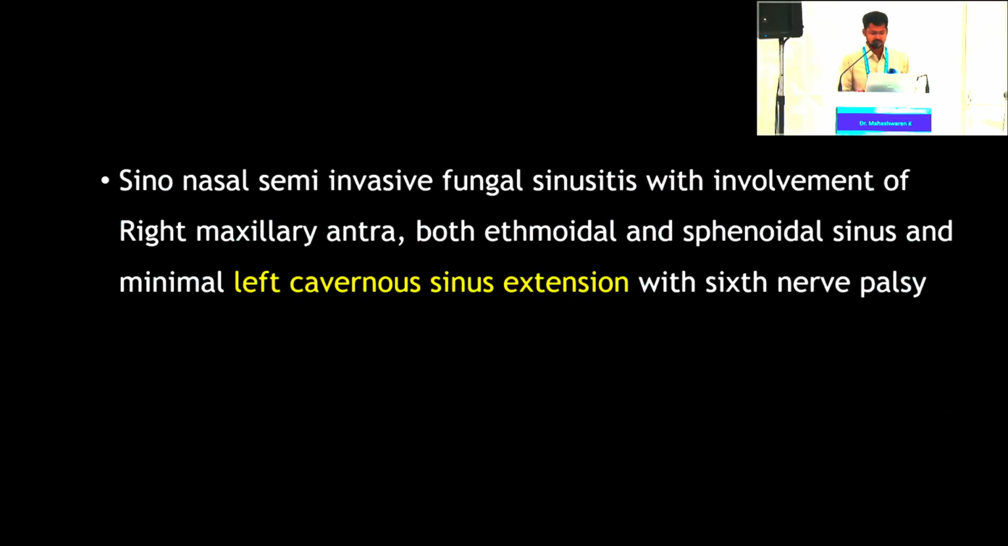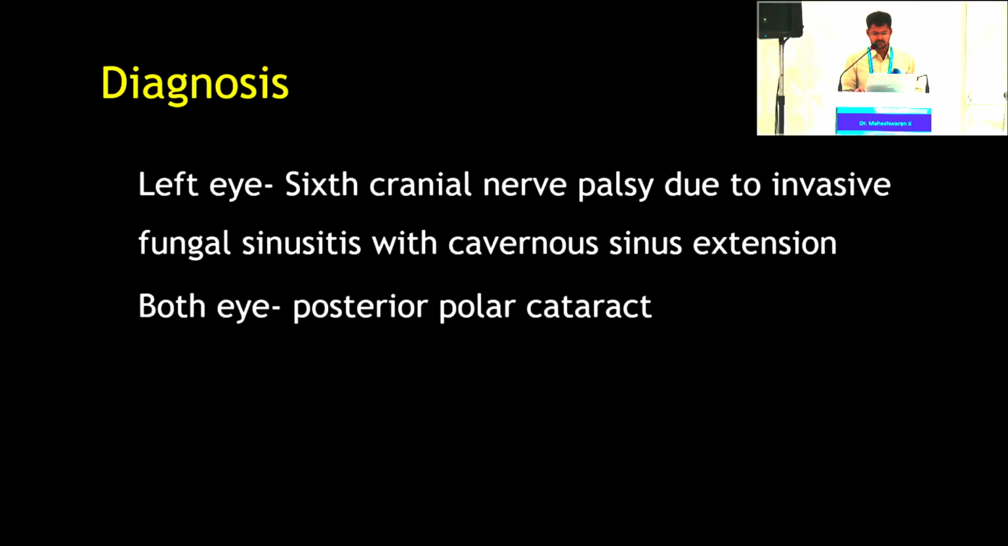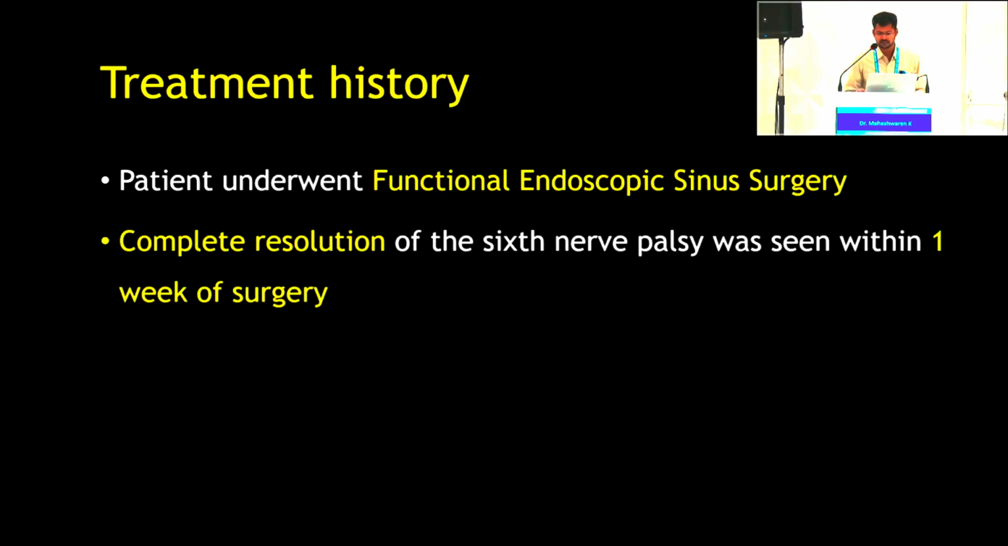So based on the MRI, there was an invasive fungal sinusitis with involvement of right maxillary sinus, both ethmoidal and sphenoid sinus, and minimal left cavernous sinus extension. So the diagnosis was sixth cranial nerve palsy due to invasive fungal sinusitis with cavernous sinus extension with bilateral posterior polar cataract. The patient was referred to the ENT surgeon. Then he underwent functional endoscopic sinus surgery. There was a complete resolution within 1 week of surgery.